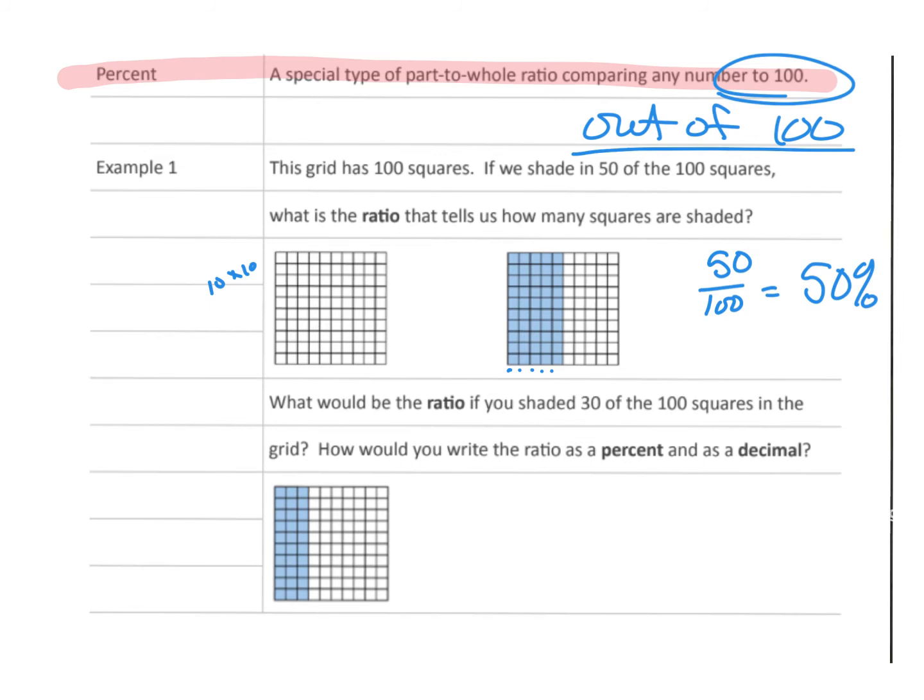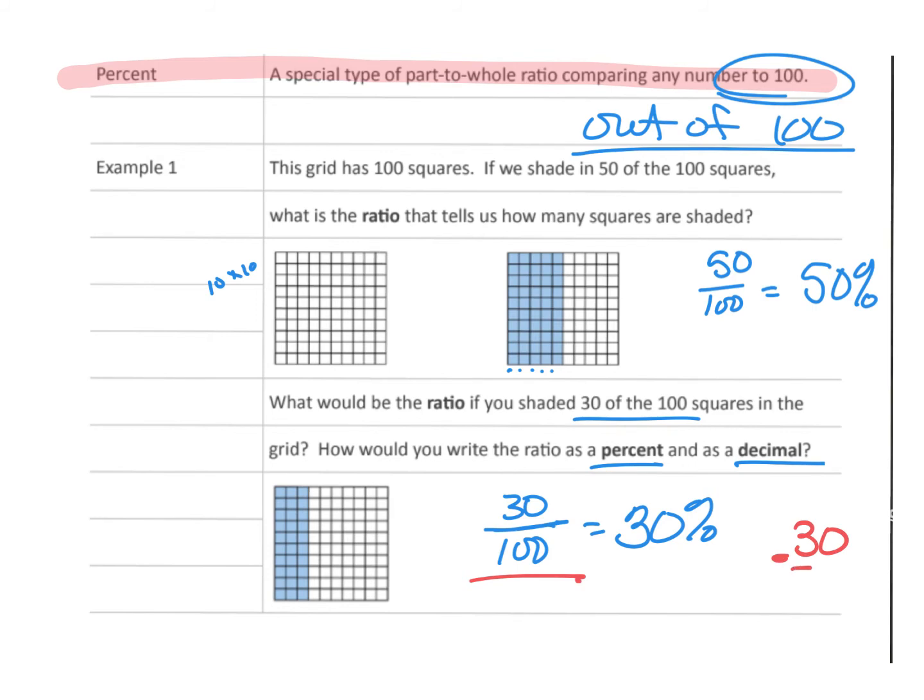Second example down here, the ratio would be 30 out of 100 because they only shaded in 30. I want that as a percent and a decimal. Again, if you have it out of 100, it's 30%. Now, to say this fraction correctly, this is 30 hundredths. As a decimal, this is tenths, this is hundredths, 30 hundredths. So you can have 0.30 or 0.3, 30 hundredths or 3 tenths. It's the same thing.